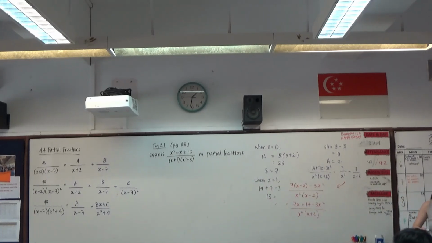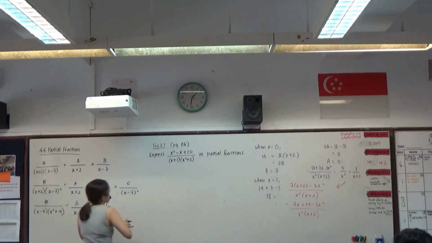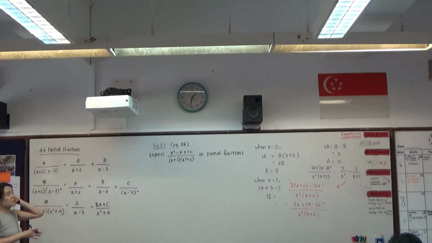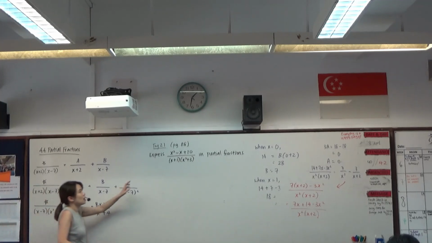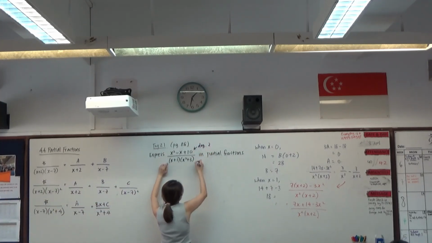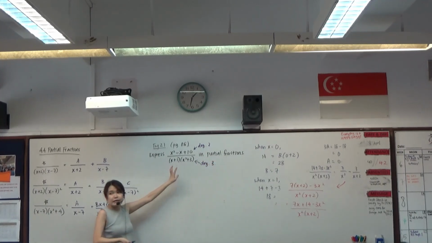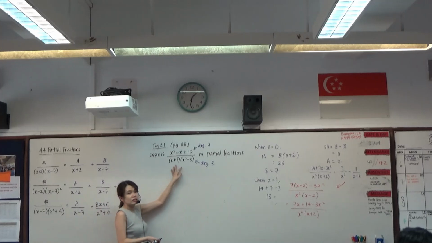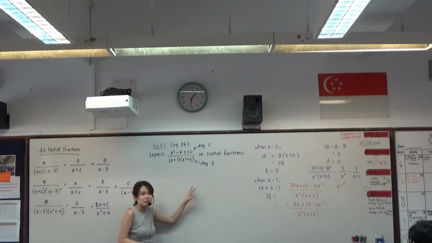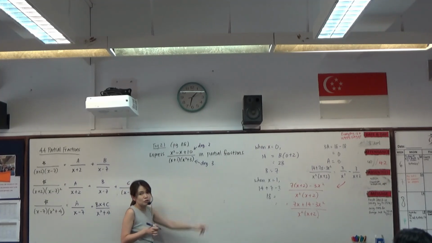Okay, so we want to express this in partial fractions. This is still a proper fraction. Our polynomial in the numerator is degree 2. This one is degree 3. Does anyone not understand why the denominator is a degree 3 polynomial? Because you expand this, x times x squared is x cubed already. So the highest power is 3.